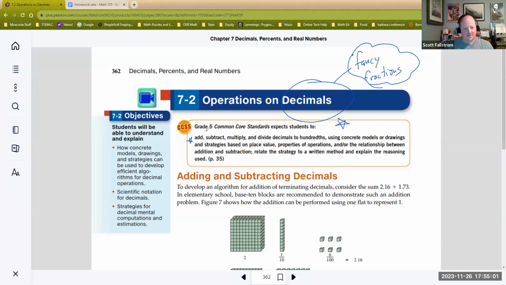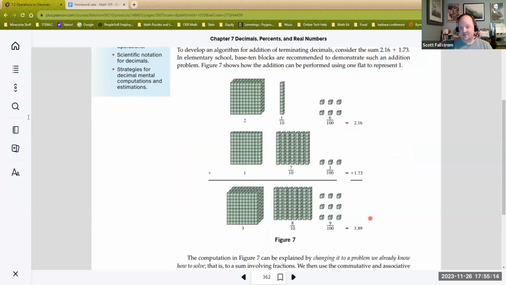And so let's take a look. You have a couple models. You could model this either with the poker chips or with base blocks. Totally fine. They also have decimal strips, is what they call them. And so those strips are like little pieces of paper that go down to the tenths and the hundredths. And so you can kind of shade in those strips to make it work out.